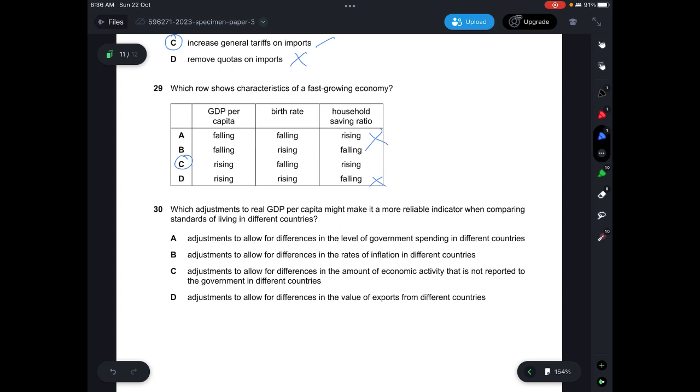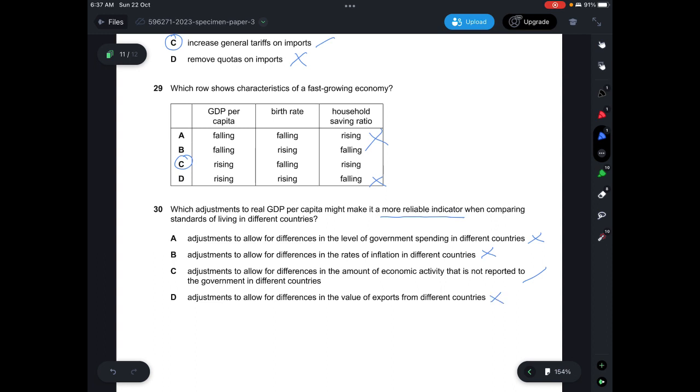Question 30, which adjustments to real GDP per capita might make it a more reliable indicator when comparing standards of living in different countries? Right, so A, it says adjustments to allow for differences in the level of government spending in different countries. Nope. Normally, if you want to make it a more reliable indicator, the first thing that you have to do is to also record hidden activity or unexpected economic activity. So B, it says adjustments to allow for differences in rate of inflation, is incorrect. C, it says adjustments to allow for differences in the amount of economy that is not reported. Yeah, this is the answer. D, it says adjustments to allow for differences in the value of exports.